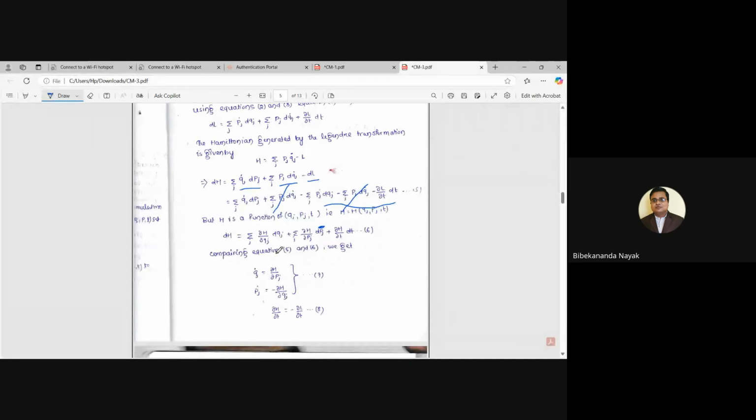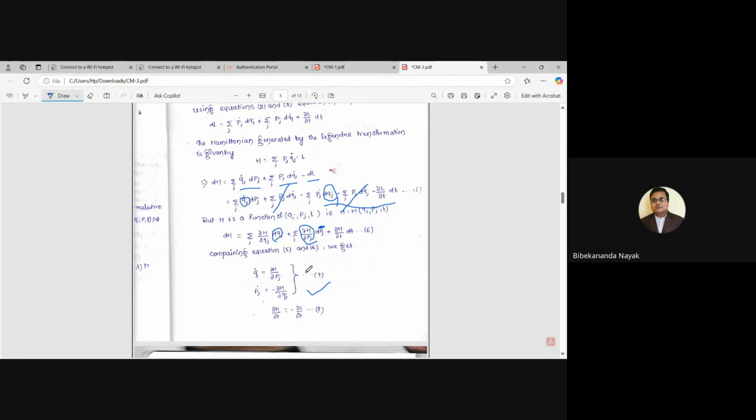Whatever multiplies dqj here must be equal to whatever multiplies dqj there. What multiplies dqj is Pj dot, so we got Pj dot is equal to minus del H by del qj; there is a minus sign. Similarly, compare the coefficient of dpj. Del H by del pj is equal to qj dot.